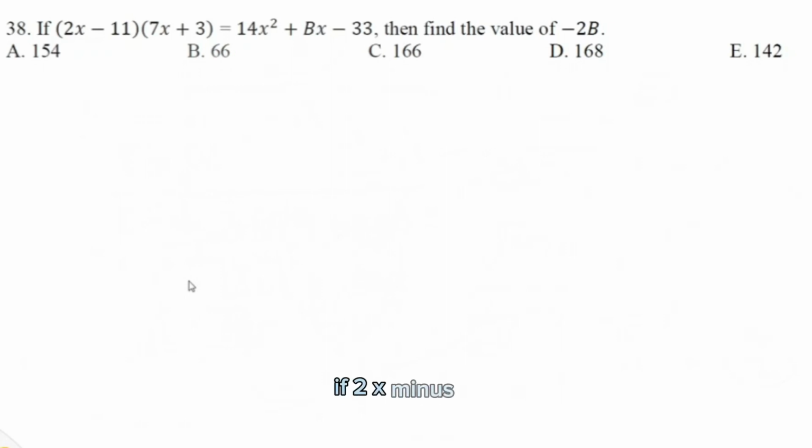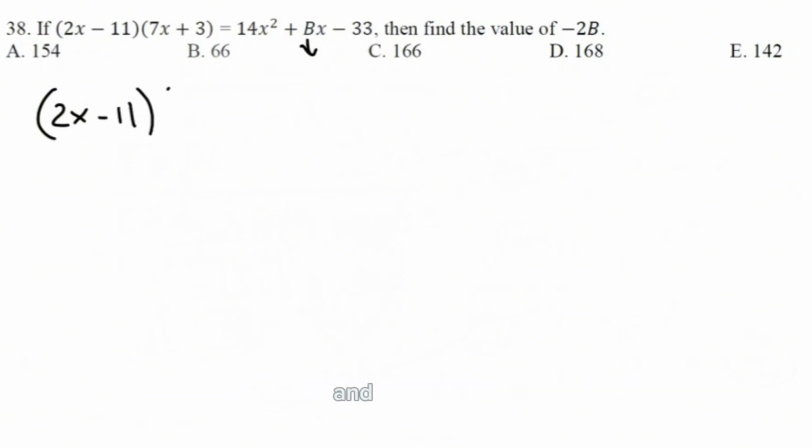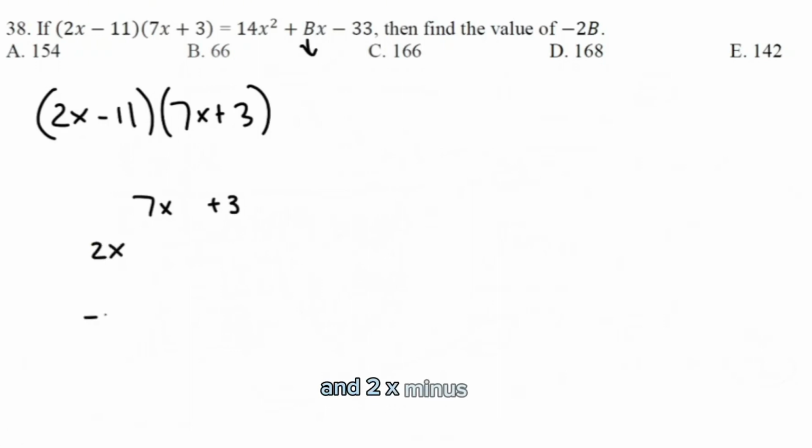Next, number 38. If 2x minus 11 times 7x plus 3 is equal to 14x squared plus bx minus 33, then find the value of negative 2b. Alright, to solve this problem, we know that b is just the coefficient of x, which means to find that, we need to do binomial multiplication of 2x minus 11 and 7x plus 3. So let's do that. We're going to do that using a square. So 7x plus 3 and 2x minus 11.